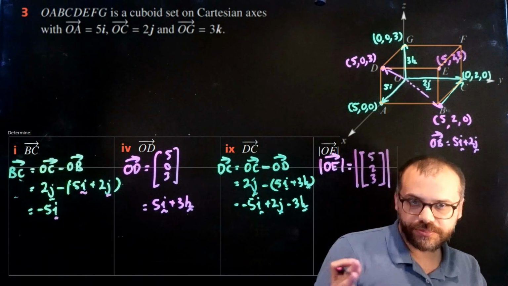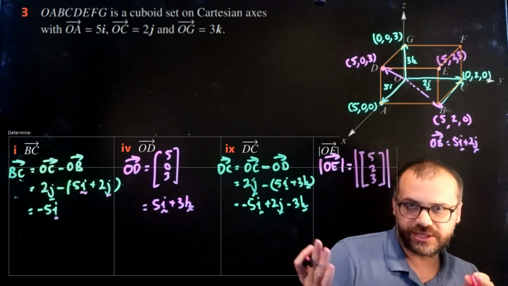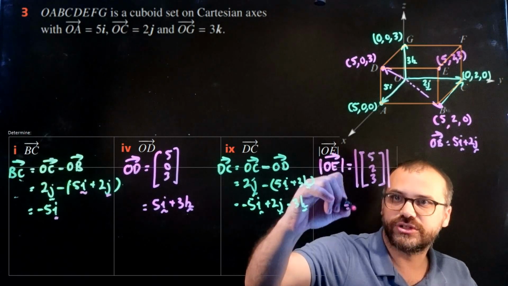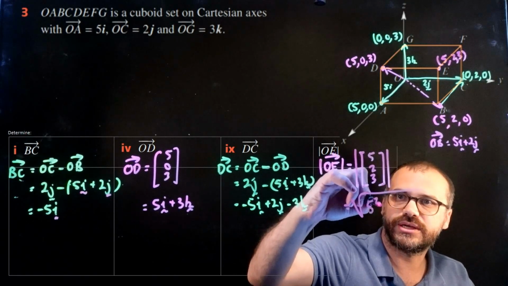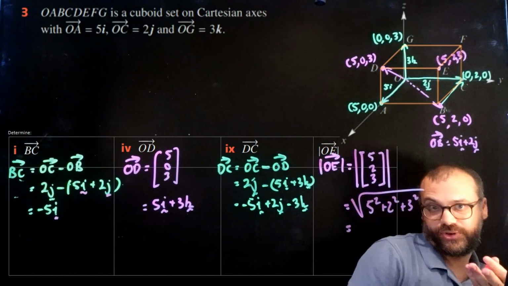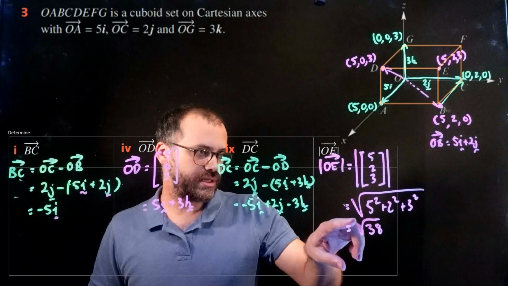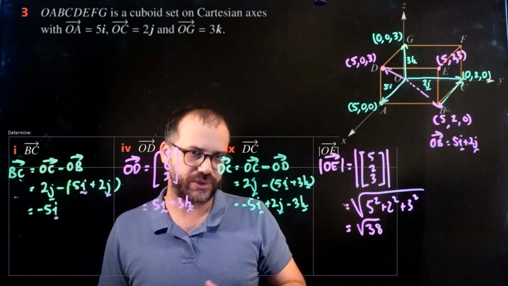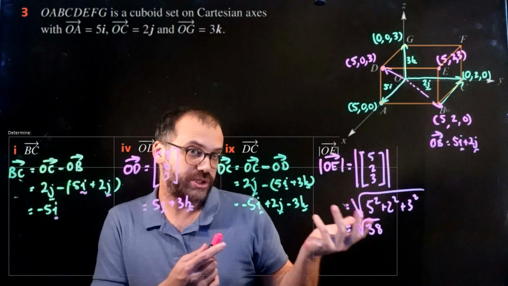You can swap between i's and j's just depending on how you're feeling and what's easier to do at the time. The magnitude of that is equal to the square root of 5 squared plus 2 squared plus 3 squared, and then find an answer. Make myself a bit of space here. It doesn't look like we're going to get anything neater than root 38. It's about 6 point something. And again, you can double check to make sure that makes sense.